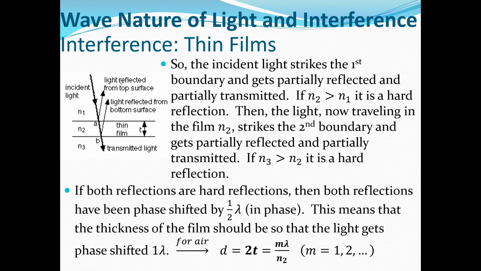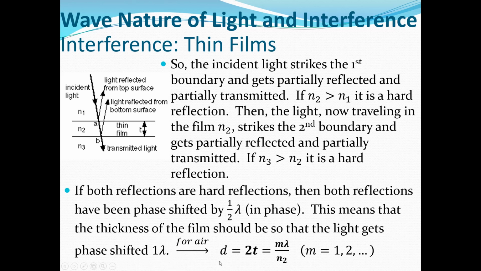The same thing is also going to apply if they're both soft reflections. But we're basically going to say that when it strikes this first surface and when it strikes the second one, there really is no difference between how one's phase shifted from the other. What this ends up telling us is that the thickness of this film has to be such that the entire distance it travels from the first boundary to the second and then back has to result in an integer wavelength difference.